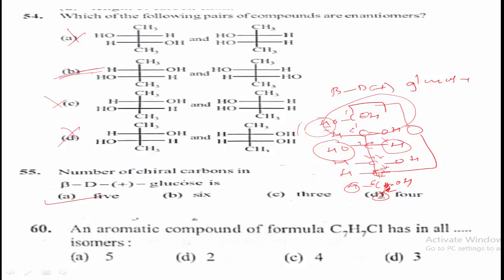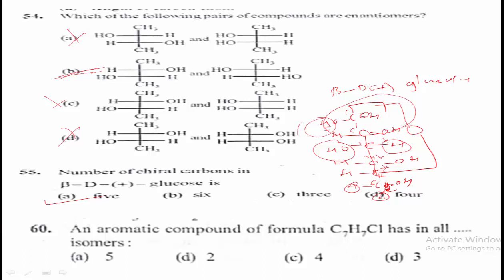Next, question number 60. Question number 60, students. The aromatic compound of formula C7H7Cl has how many isomers in all? We have to write its isomers here. What is C7H7Cl? A mono derivative.